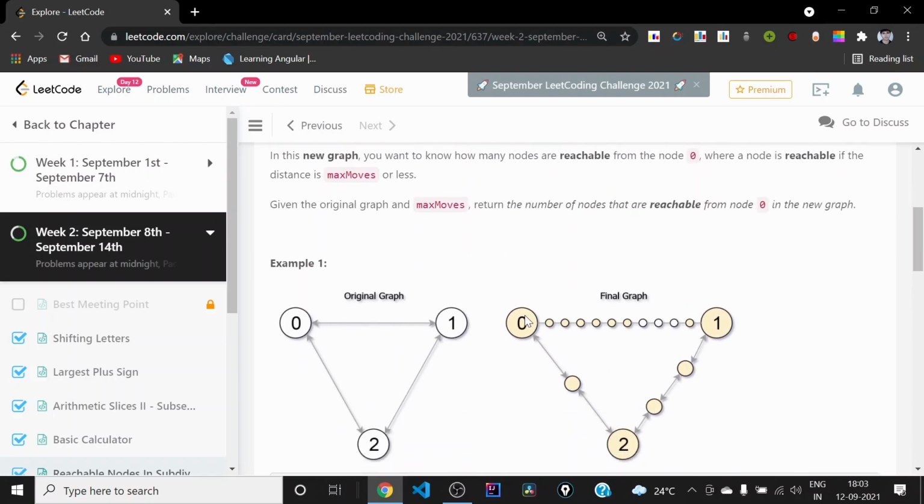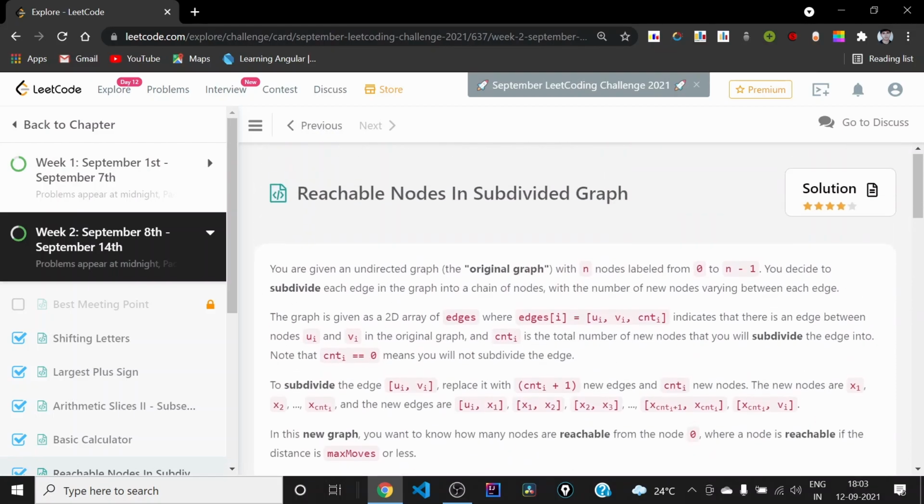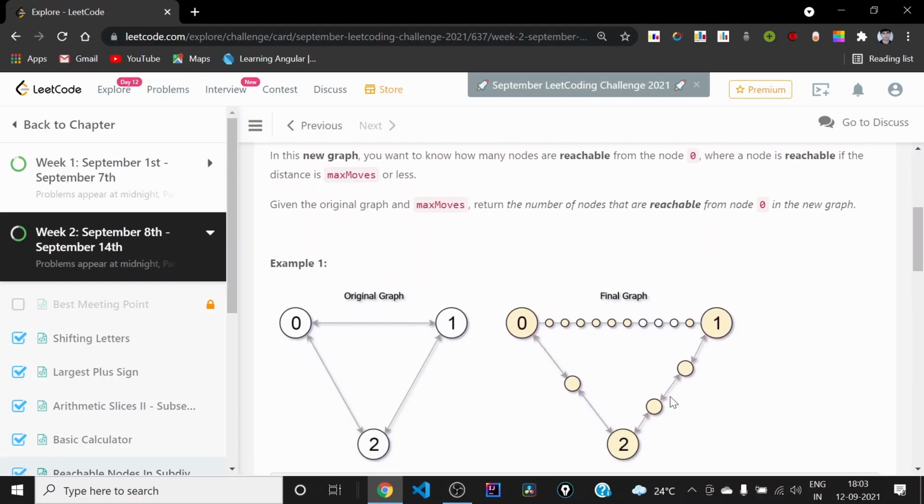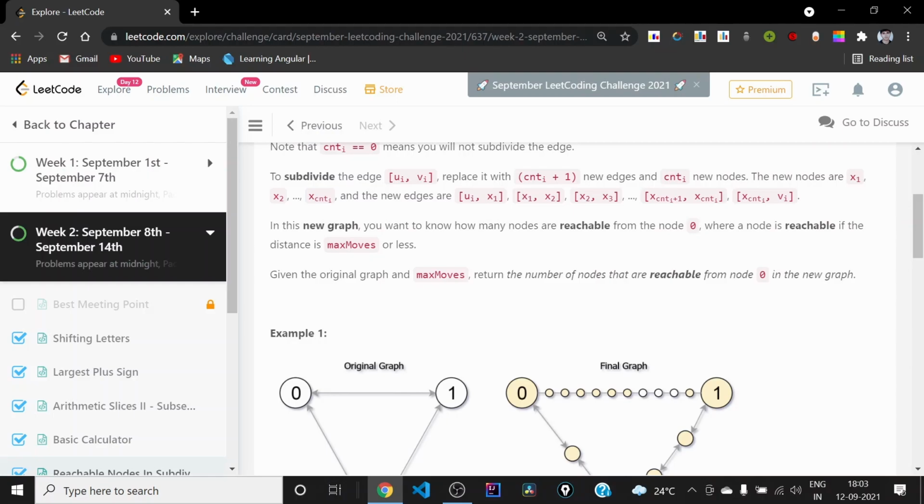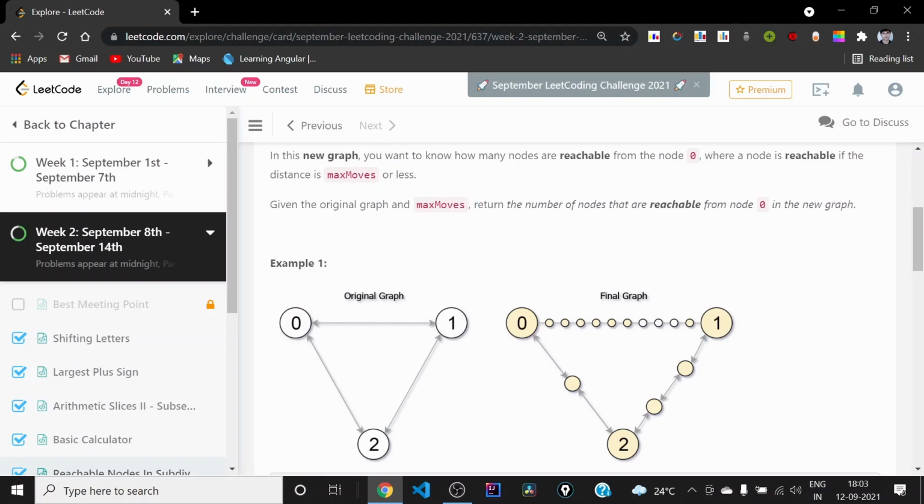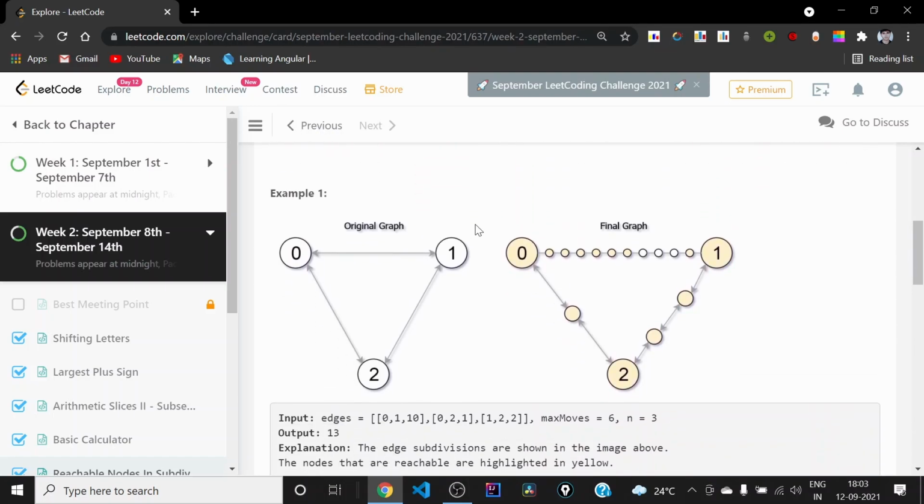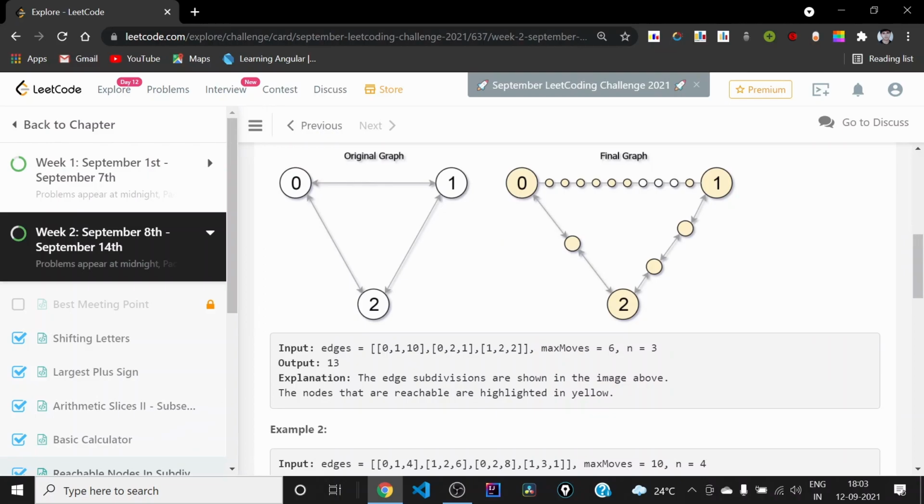using this information, we have to tell how many nodes of this final graph are reachable from the node 0. So a node is reachable only if the distance from the node 0 is max moves or less. So max moves is a variable that will be given as a parameter, and yeah, so that is basically the problem. So we can consider one example.